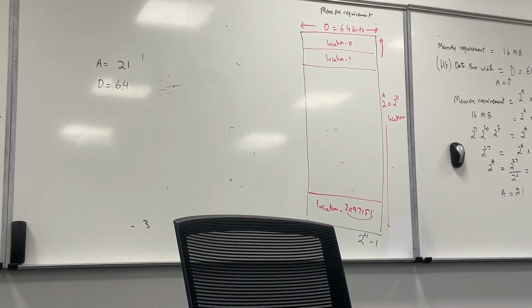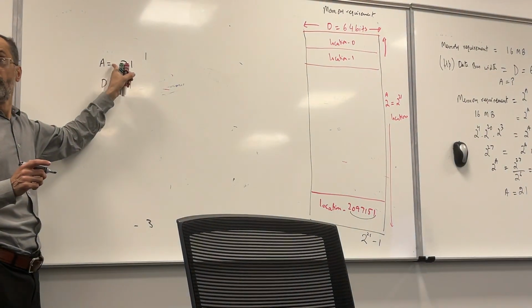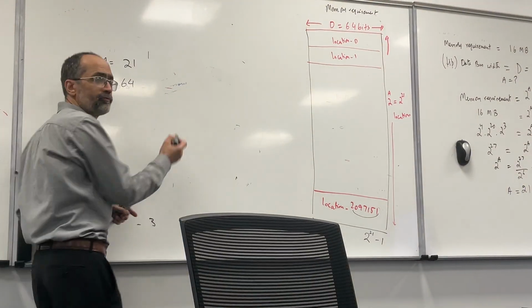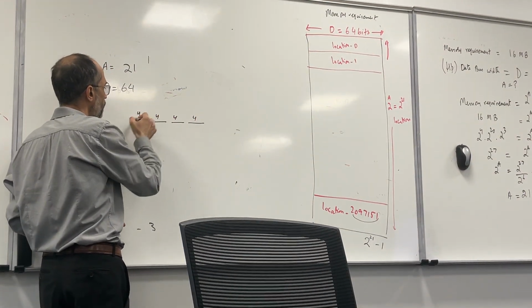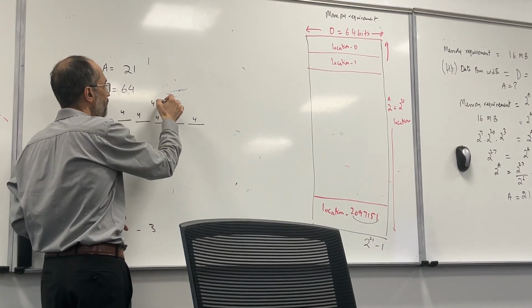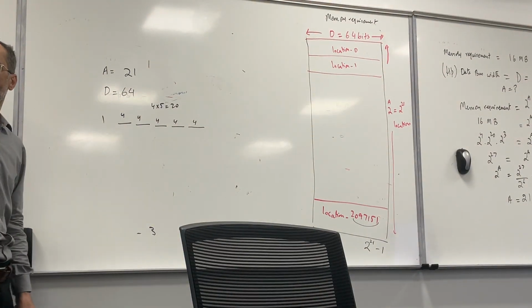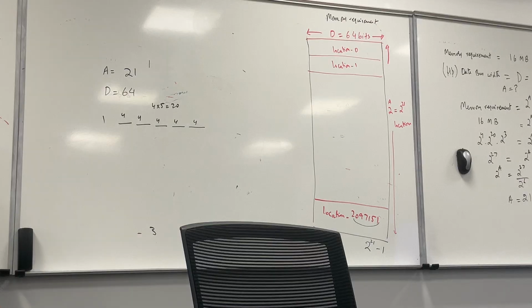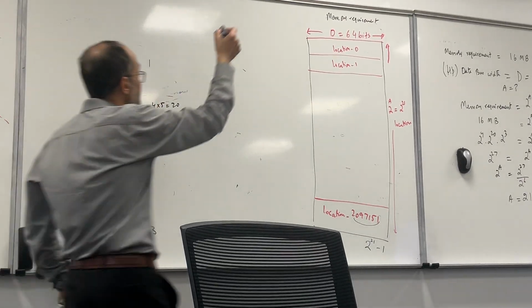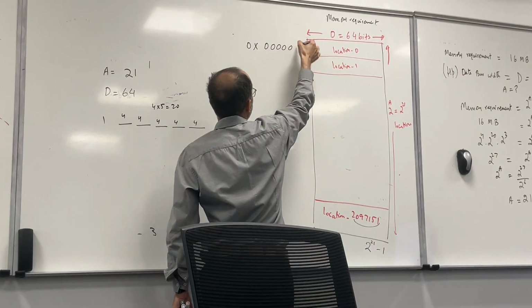Now each location will have some address. What will be the minimum address in hexadecimal? Now how many address lines are there? 21. How can we partition this in terms of 4? 4, 4, 4, 4, 4. 4 multiplied by 5 is 20. What is remaining? 1. So we need 6 hexadecimal digits. So this is actually 0x 000000.